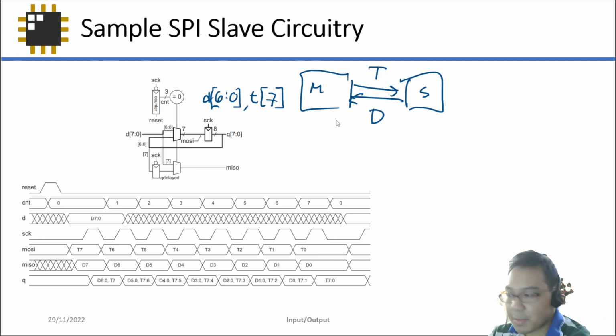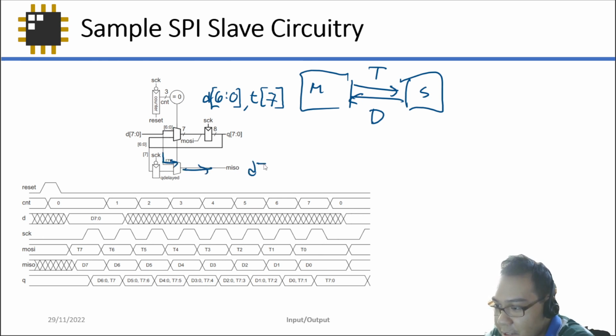What happens during the cycle as well is D7 is actually sent to MISO. In the next few cycles, this thing is connected back, and then its last bit is sent out. So now D6 is the last bit, so what gets sent out is D6, and now you only have D[5:0], and you have T from 7 to 6 over here.